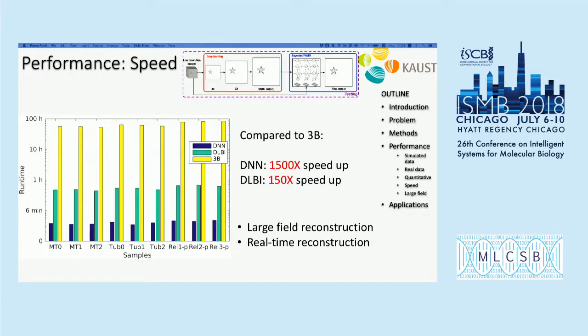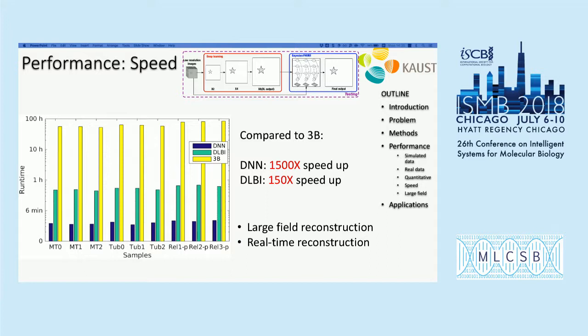And now it's time to check the speed. So this histogram shows the running time comparison of different methods. The running time of the 3B method is shown in the yellow bar. The running time of the whole testing stage of DLBI is shown in the green bar, and the running time of the deep learning model itself is shown in the blue bar. Notice that the y-axis is in log scale. So compared to the 3B method, if we only run the deep learning model, it will bring about 1,500 times speed up. Notice that the output of the deep learning model is good enough.